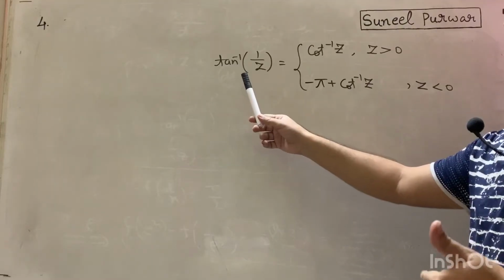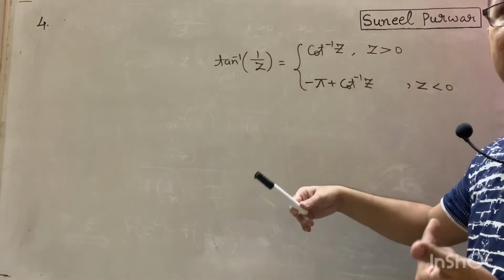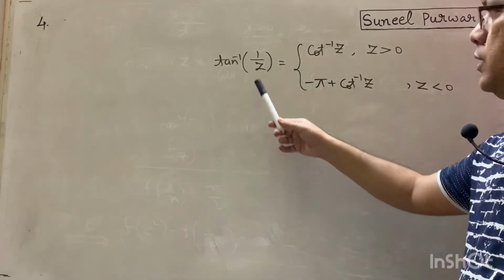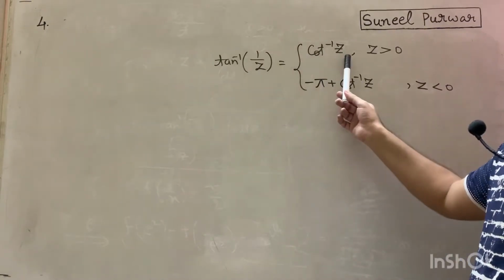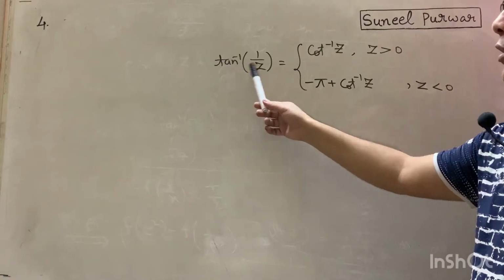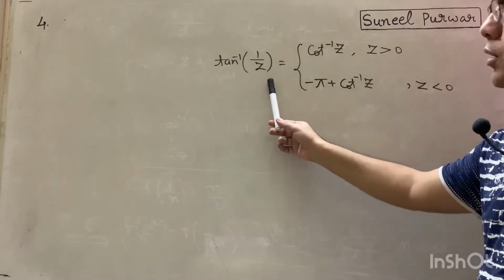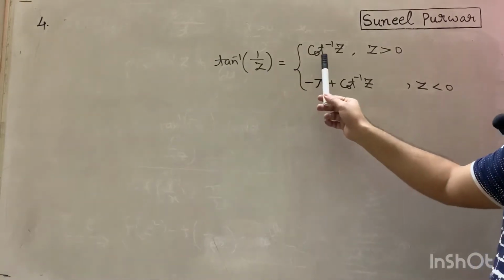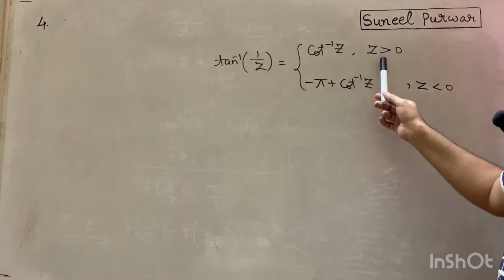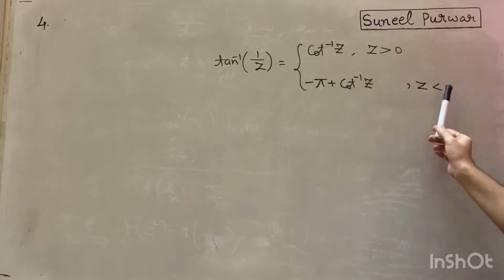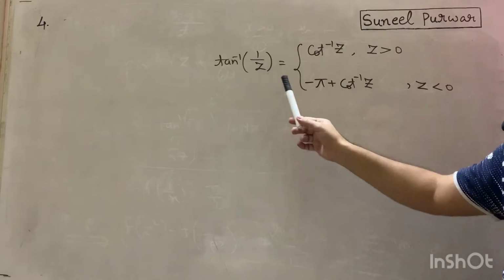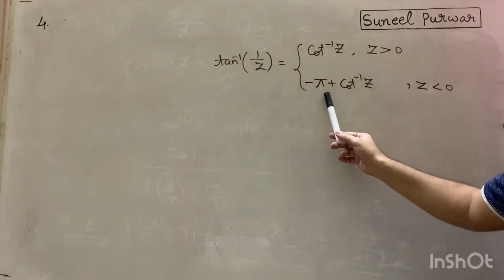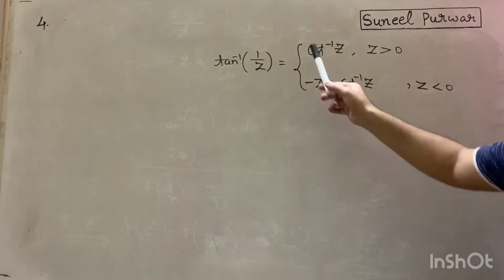At one step I kept emphasizing, as z is positive, that's why we could write tan inverse of 1 by z as cot inverse z. So don't forget this property of inverse trigonometry, that tan inverse of 1 by z is cot inverse z only when z is positive, and if z is negative, then tan inverse of 1 by z will be written as minus pi plus cot inverse z. Okay, so take care of this.